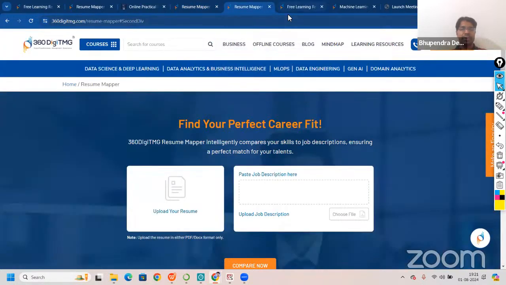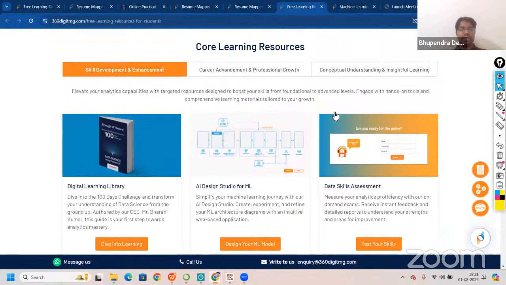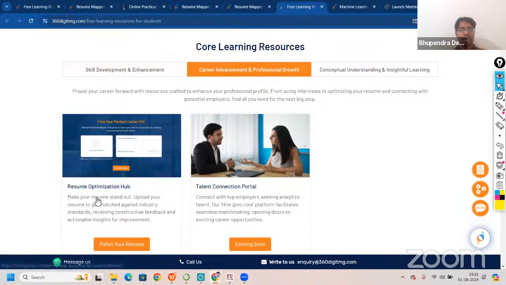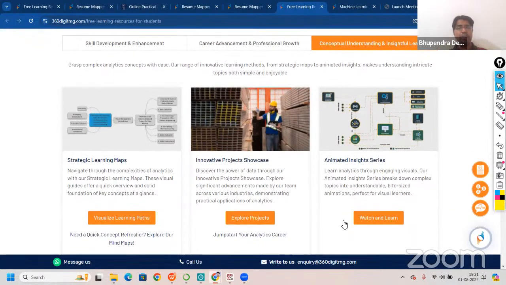For example, we have talked about this, and yes, we'll talk about our data skill assessment. You can test your skills there. You have resume optimization hub, talent connection portal, strategic learning maps, project innovative showcase, and animated insight series. All these things we have for you. It's really, really good for your understanding, right?